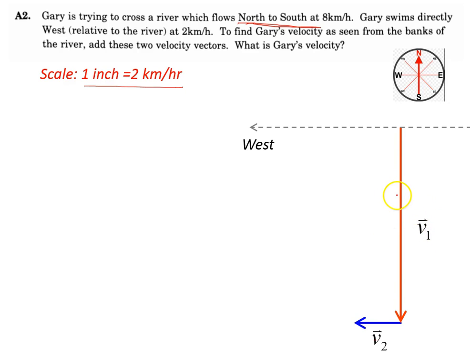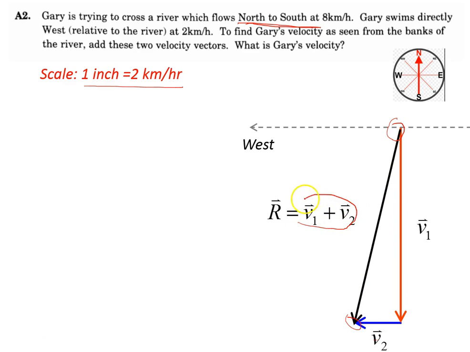Okay, well, lay down the first one, doesn't matter which order, and put the second one with its tail at the tip of the previous one. Now you always go back to where you started and you draw an arrow to where the tip of the final velocity vector is. So there we go. This is the resultant, the sum of the two velocity vectors. We cannot simply add the numbers.